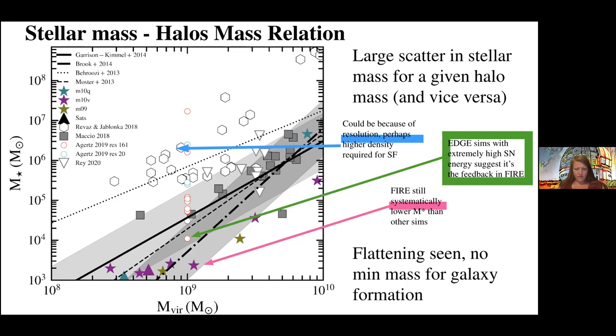Okay, go ahead. We see a flattening. You can see a flattening in Read and Jablonka. You can see a flattening in the stellar mass halo mass relation. And really quickly, I'll mention, I see no minimum mass for galaxy formation. Every time we increase resolution, it drops lower. But let's talk a little bit about the flattening. This was also seen in Farah's work, which you can throw up.